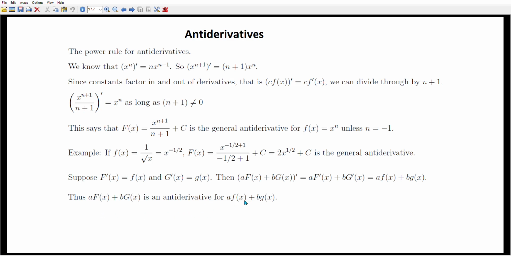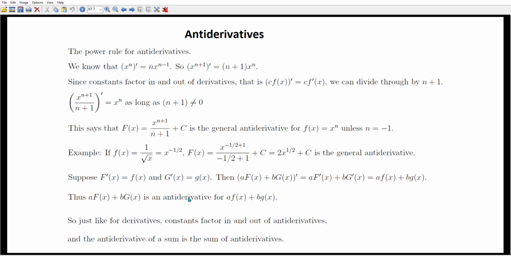And that tells us we've got a nice property here. So if we want to find an antiderivative for a f of x plus b g of x, we find an antiderivative for little f, we find an antiderivative for little g, and the answer is going to be a times that antiderivative plus b times that other antiderivative. So constants factor in and out, and the antiderivative of a sum is the sum of antiderivatives.